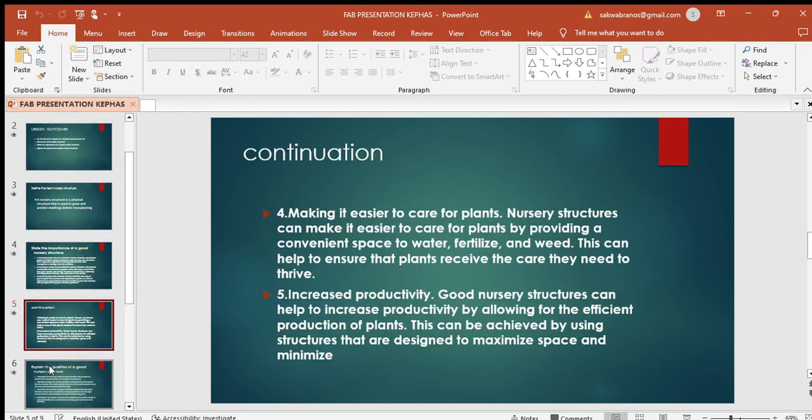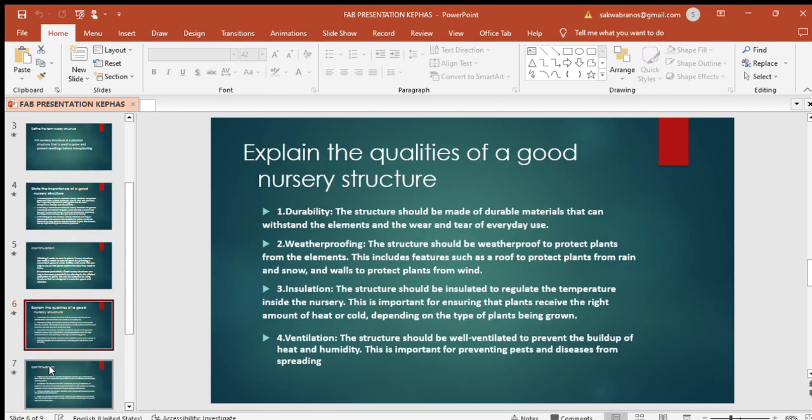Another importance of these farm structures is that it makes it easier when carrying out the management practices, being that these seedlings are grown in a particular place, which makes it easier for management practices such as watering, weeding, and so on and so forth. Now, what are the qualities of a good nursery structure?